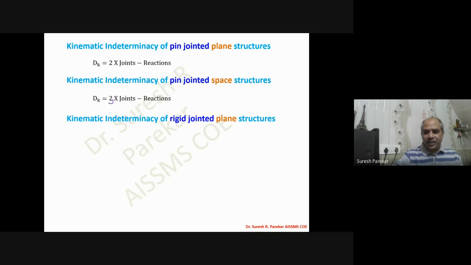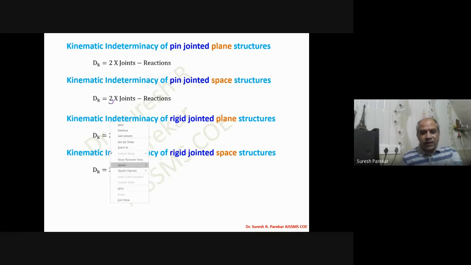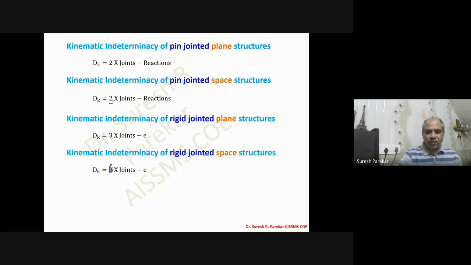Then kinematic indeterminacy of a rigid jointed plane structure is 3 into joints minus E. E we are going to call the constraints; generally that is the reactions we consider, or any other constraint we have. In the case of a rigid jointed space structure, this should not be 3, we are going to get 6. Here in the plane case we have 3 displacements: one in X, another in Y, and third a rotation. In the space case we have 6, as these are space structures. E is the number of constraints, as I already mentioned.